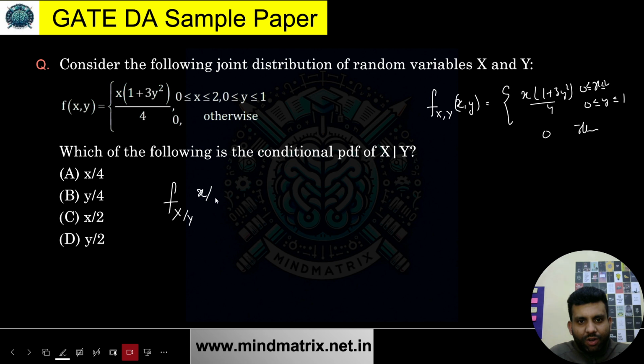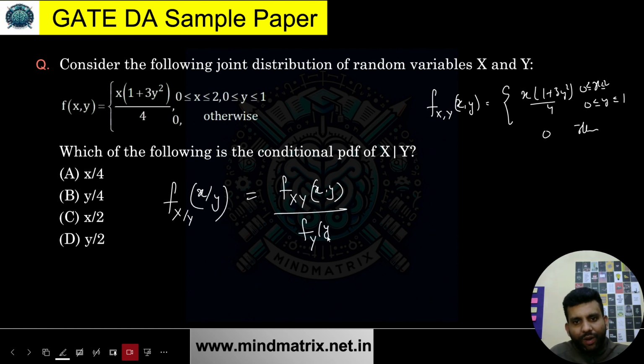And this is exactly equal to f of x,y (x comma y) divided by f of y (y). This is my conditional PDF. Okay, and how can I calculate it? Like this. So I know the numerator is already given to me. What about the denominator? How do we find this?